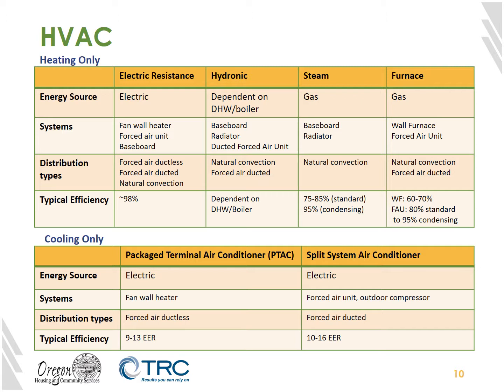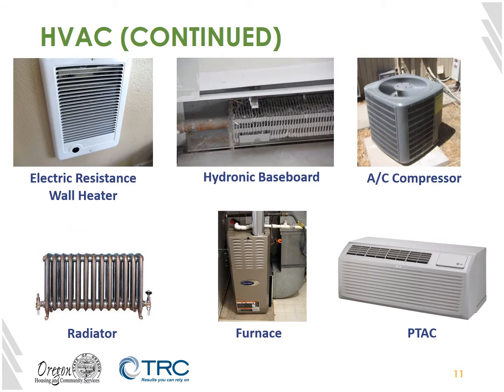Heating, ventilation, and air conditioning, or HVAC, may be provided by a wide variety of systems and fuel sources. In Oregon, the most common systems will be electric, and so those are what we will be focusing on. Electric resistance heating systems can be fan-driven or rely on natural convection.